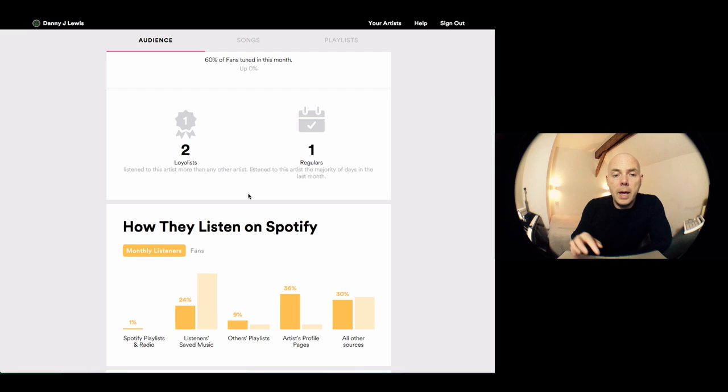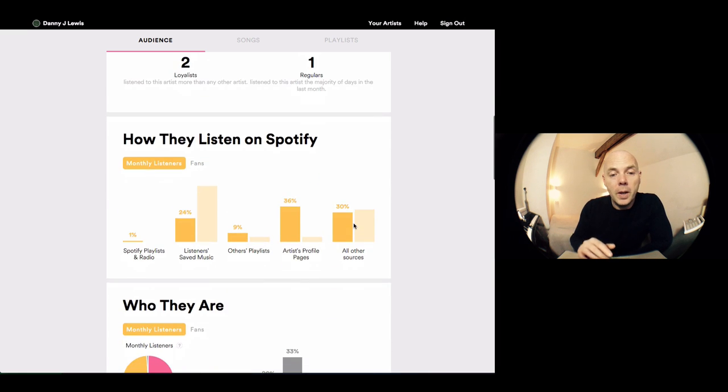So these are quite cool, these little accolades, these badges or awards. So here on the left-hand side, we have two loyalists. So they're basically my ultra hardcore fans. So two people who have listened to my music more than any other artist. Big shout out to all two of you. Thank you so much. And then also there's another one over here, the regular. So this is one person who listened to me the majority of days in the last month. That's amazing. So thank you to my one regular.